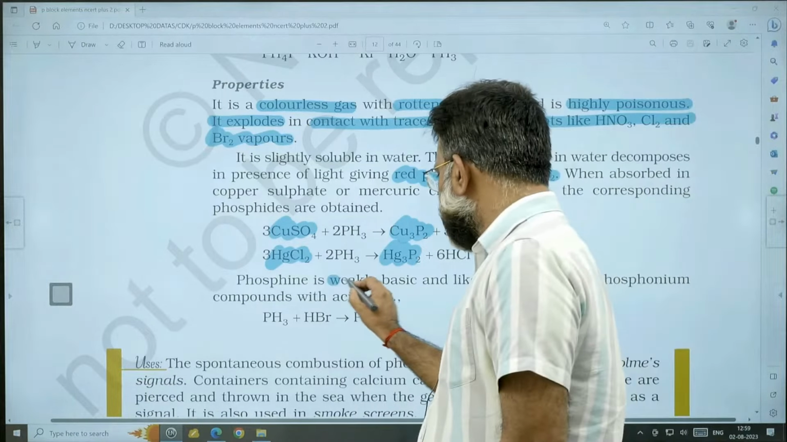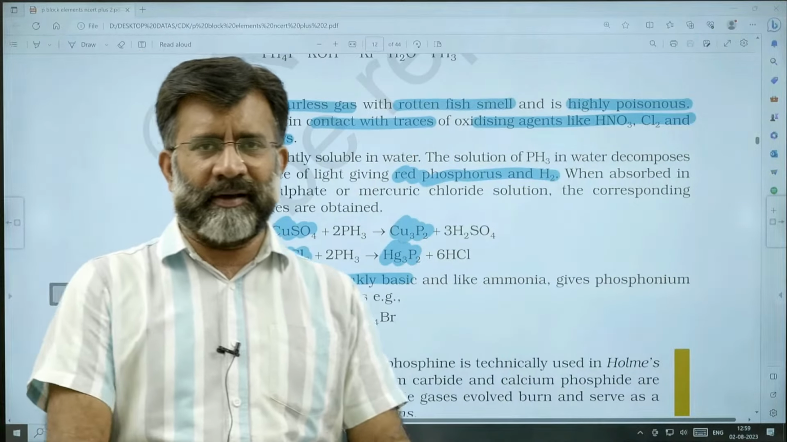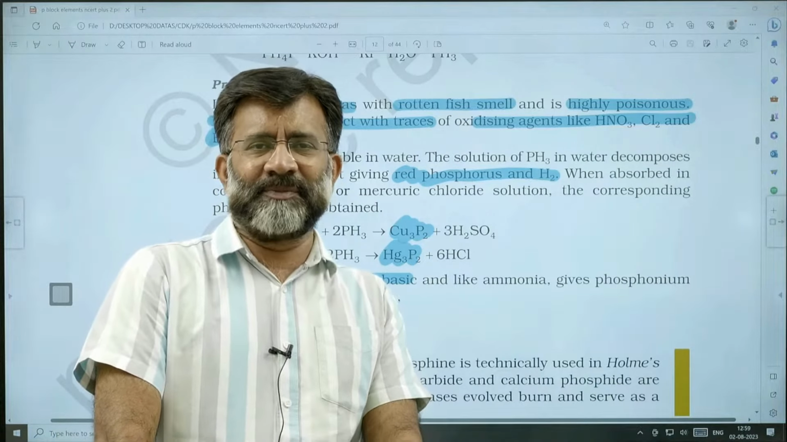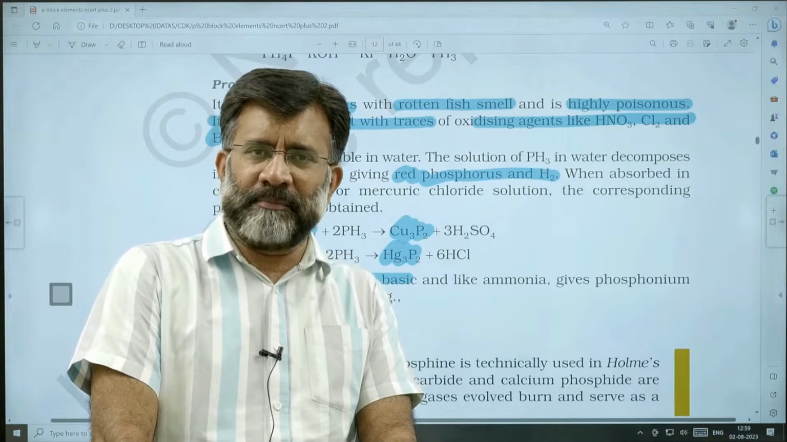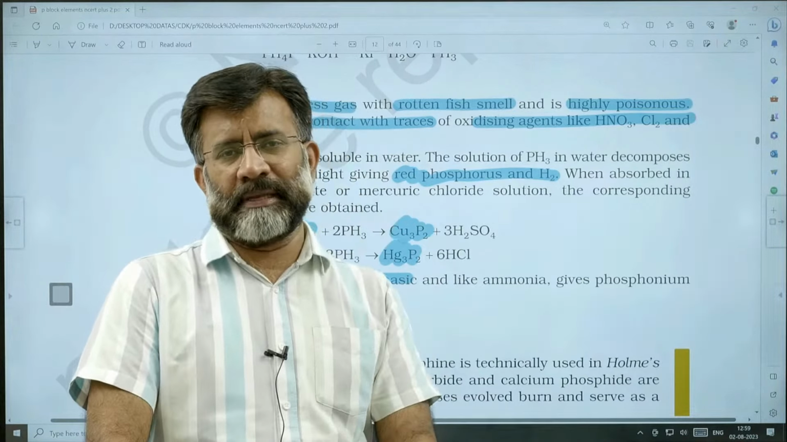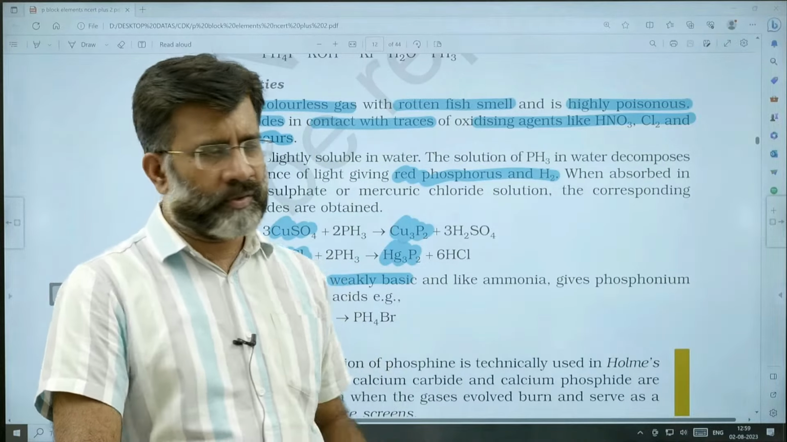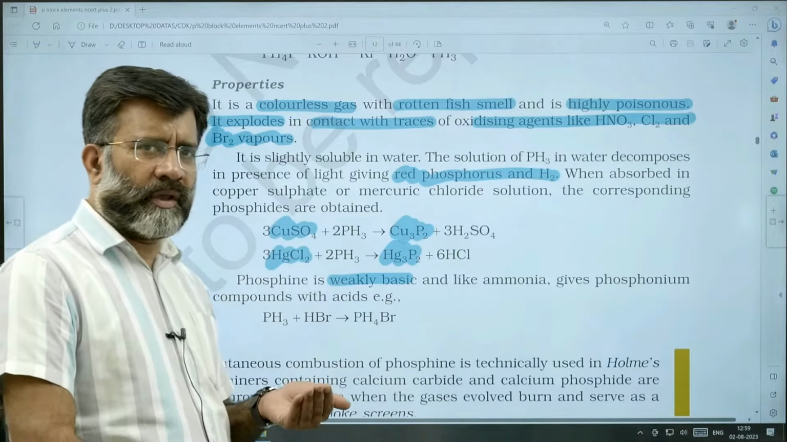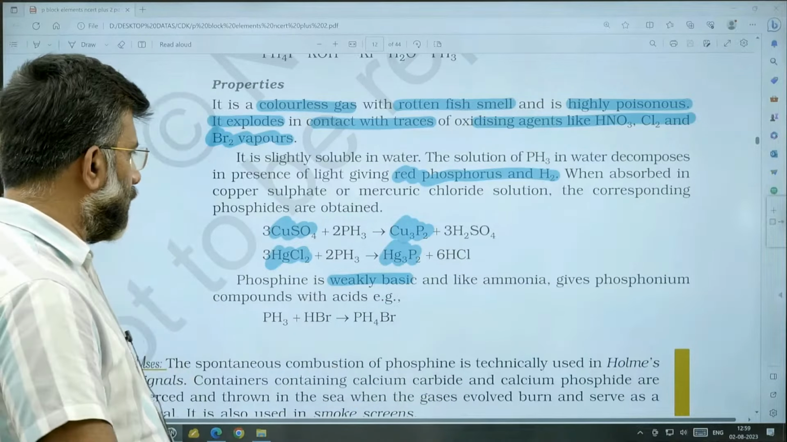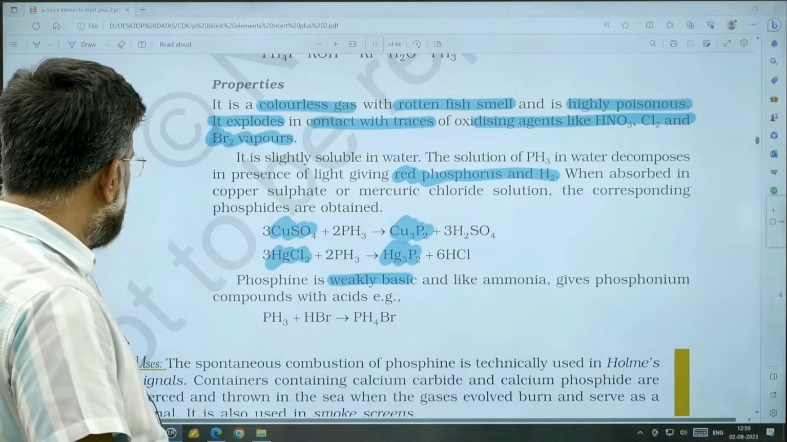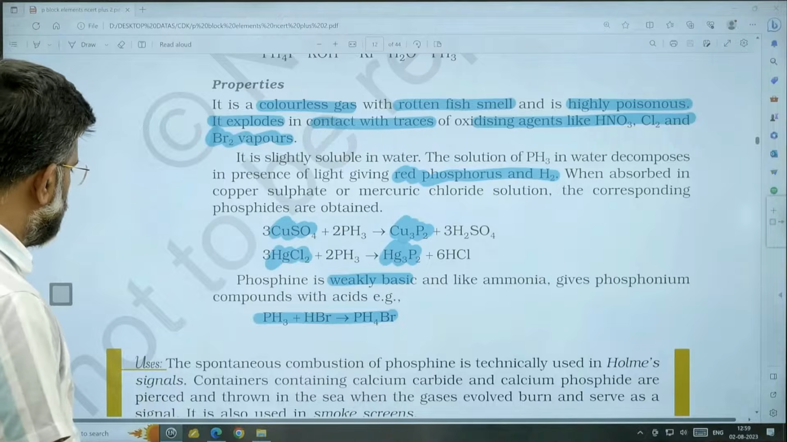Phosphine is weakly basic. Which is more basic, ammonia or phosphine? Down the group, for nitrogen family hydrides, basic character decreases. Ammonia is more basic than phosphine. Ammonia is also weakly basic, but phosphine is weaker compared to ammonia. It gives phosphonium compounds with acids, PH3 with HBr giving PH4Br.